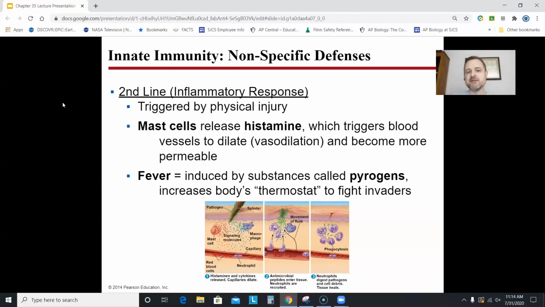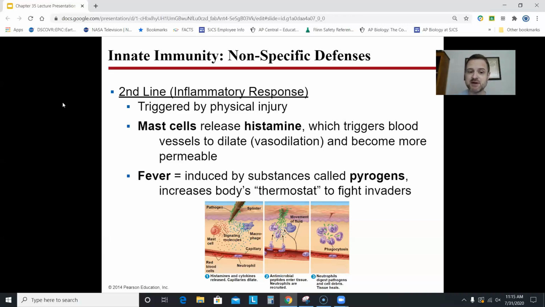Another part of the second line of defense is called the inflammatory response, and this is actually pretty important. This is triggered by physical injury. You have cells called mast cells that release a chemical called histamine. You've probably heard of antihistamines, medicines you might take if you have allergies. Histamine is a chemical that causes blood vessels to dilate, and the word is vasodilate, remember? They also become more permeable. Remember, your blood is what carries your immune system largely. So if I have more blood flow to an area, you're going to get a larger immune response.